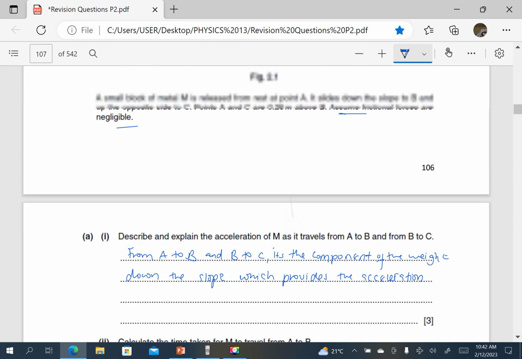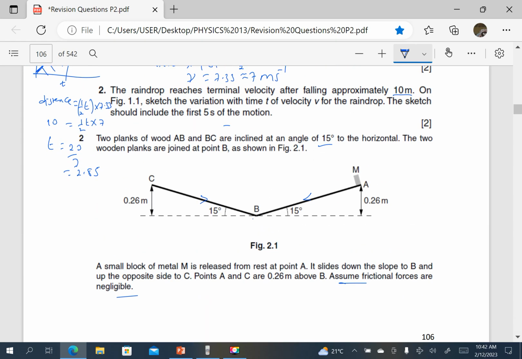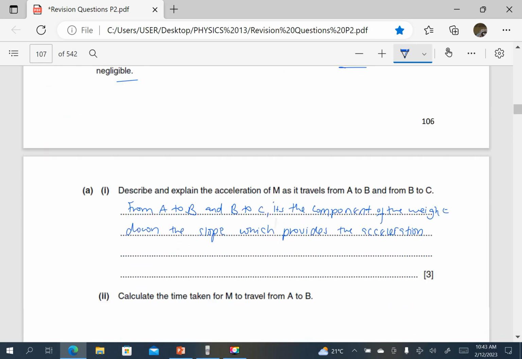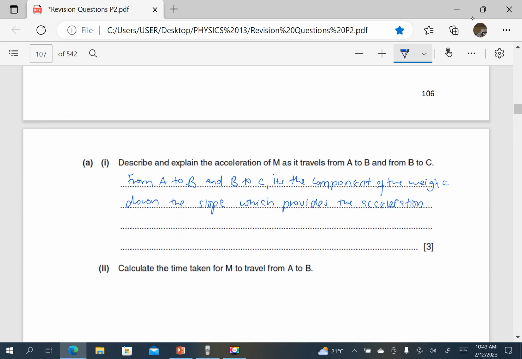It's the component of the weight down the slope which provides the acceleration. If we consider the mass at M, its weight vertically downwards, mg, can be resolved into mg sine 15 down the slope. Even when it is here, it will be mg sine 15 down the slope. So if you remove m, the acceleration down the slope is g sine 15. Even at C, it will be g sine 15. So from A to B and B to C, it's the component of the weight down the slope which provides the acceleration.